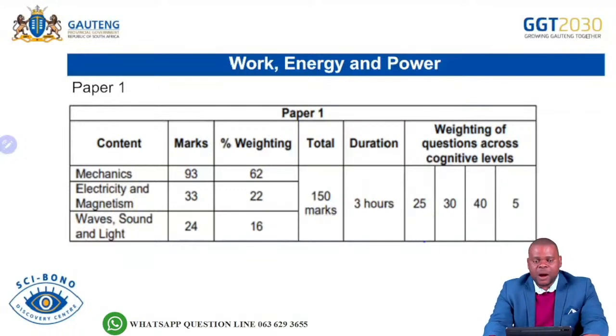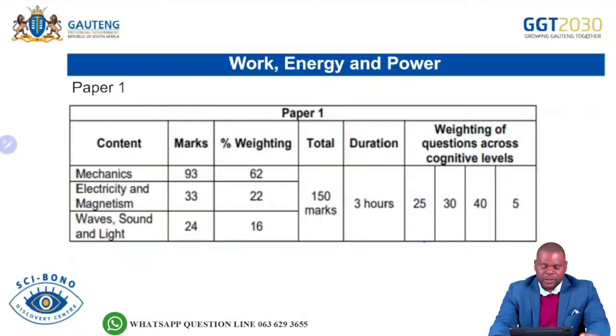Mechanics, the paper one is situated like this, grade 12s. Mechanics has 90 marks and it weighs 62%. And then electricity and magnetism has 33 marks, which weighs 22%. Wave, sound and light has 24 marks, which weighs 16%. The total marks of paper 1 is 150 marks, and you'll be writing for 3 hours.